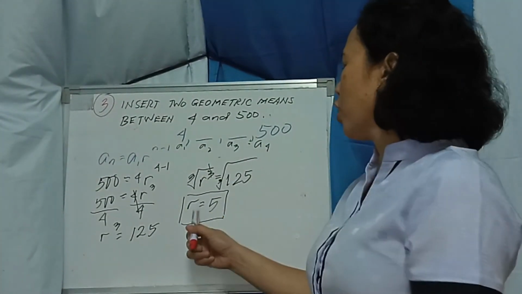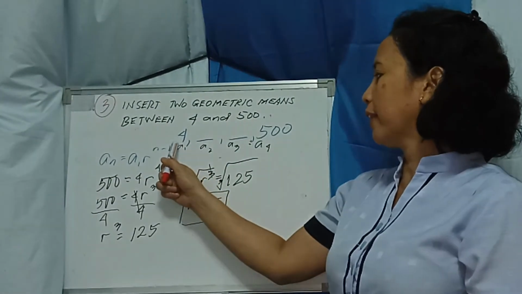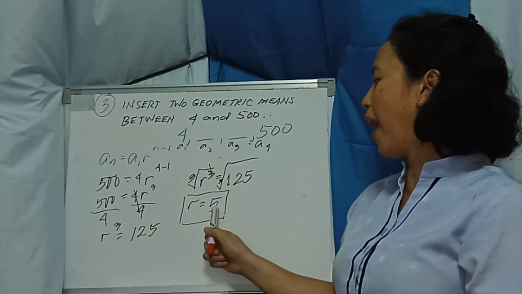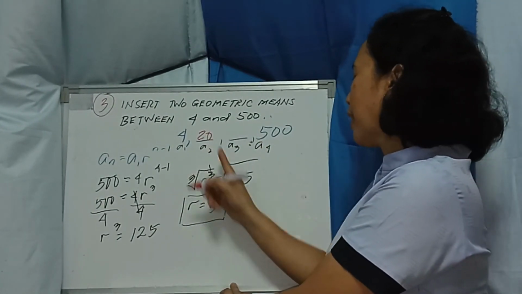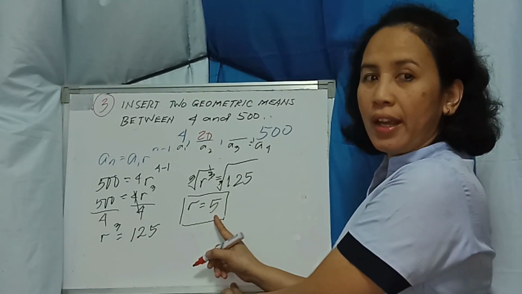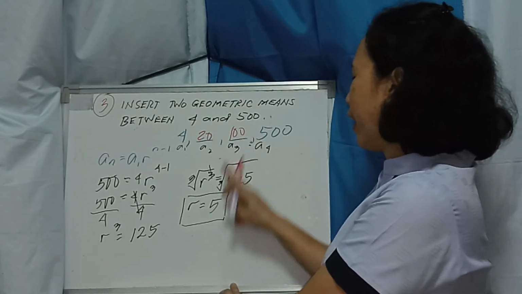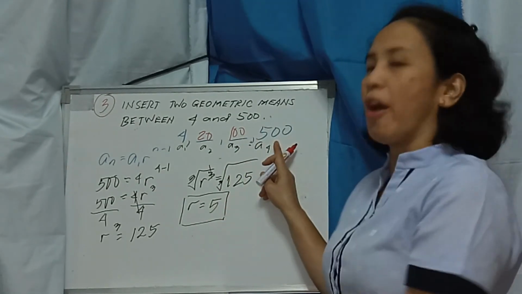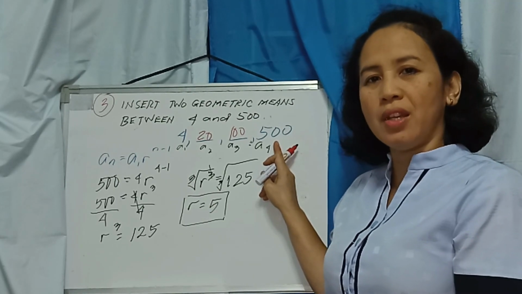If r is equivalent to 5, we multiply the first term by 5. So 4 times 5, that is 20. 20 times 5, that is 100. And then 100 times 5, that is 500. So it means our common ratio is correct.